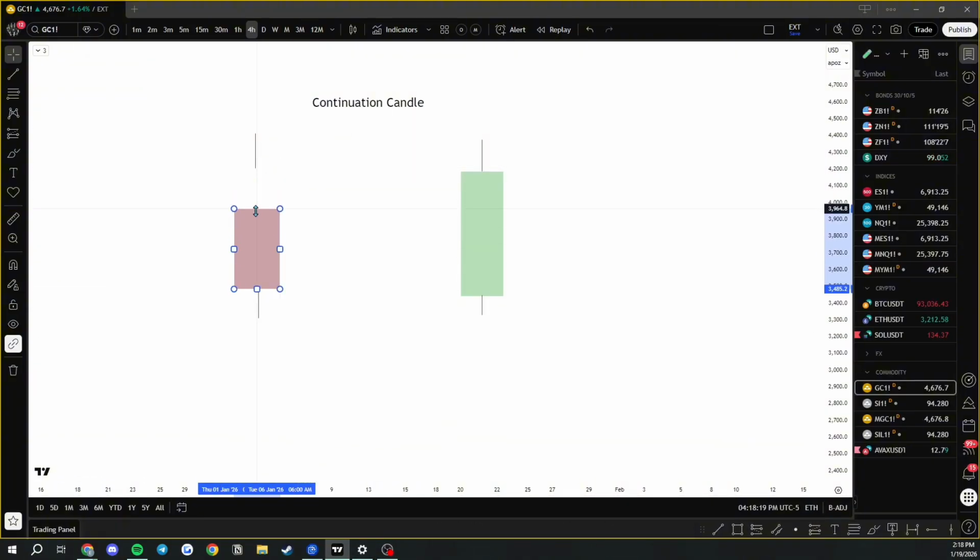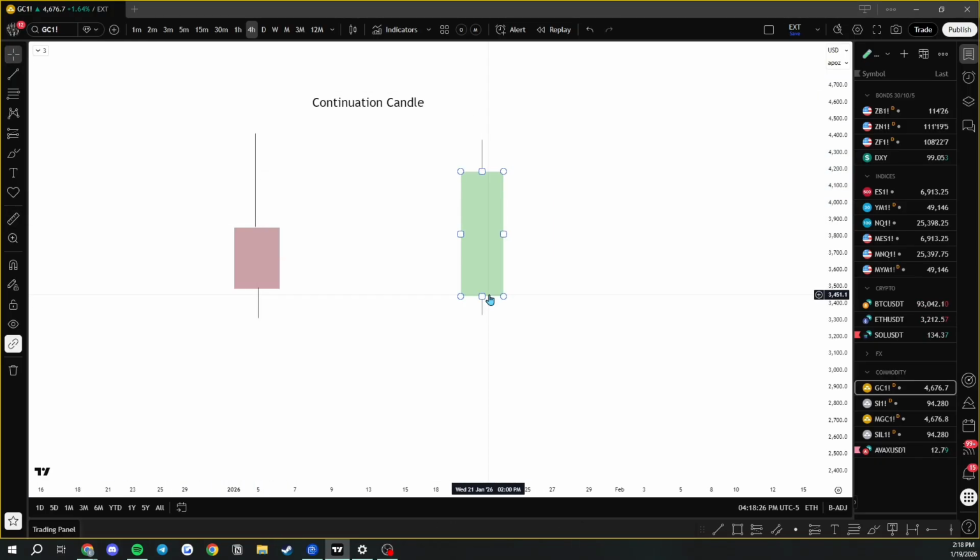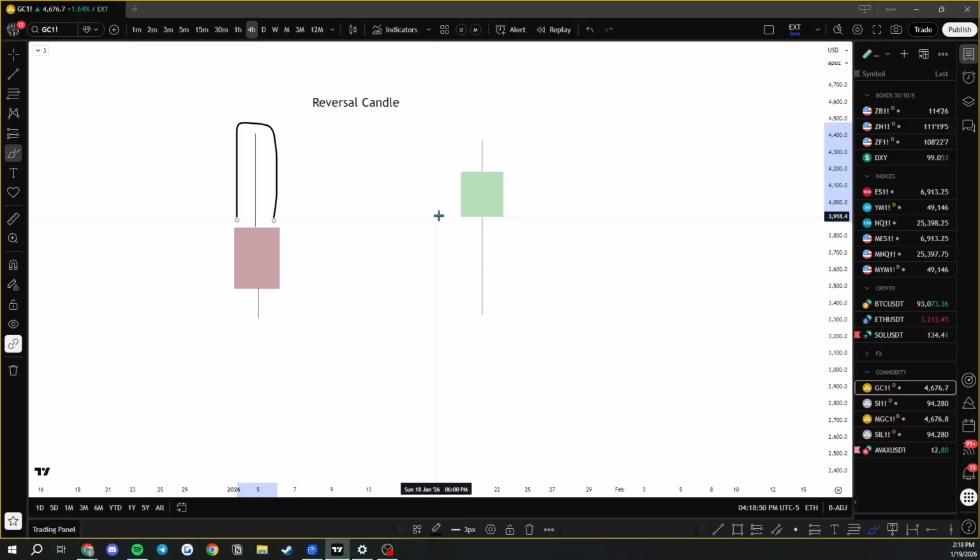Okay, so take these things and really look at what I'm telling you because it's good stuff. Now that we have continuation candles out of the way, we're going to look at a reversal candle. For a reversal candle, all we're really thinking about is this: if we have a bearish candle, I'm looking for a strong higher wick. If we have a bullish candle, I'm looking for a strong lower wick.